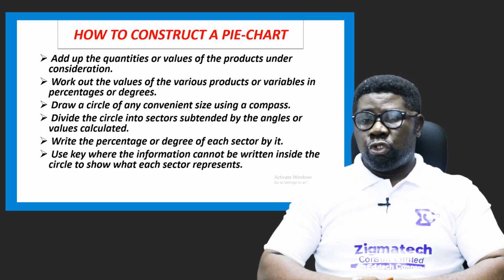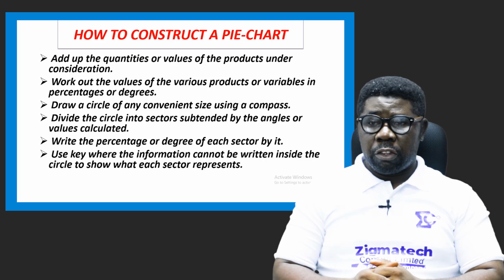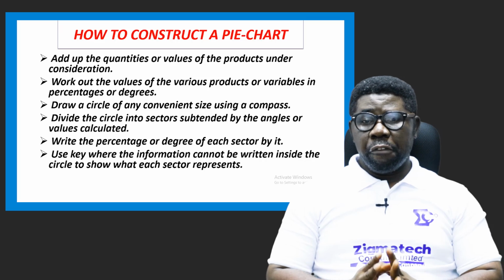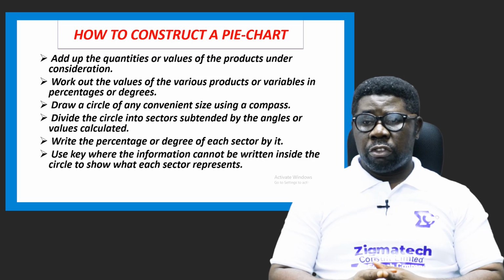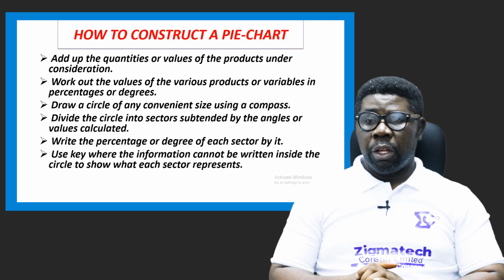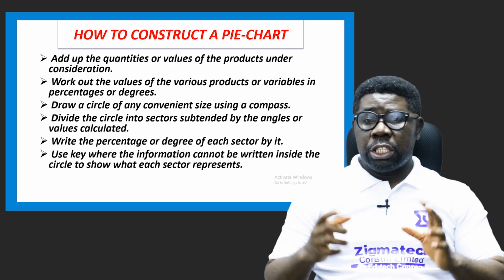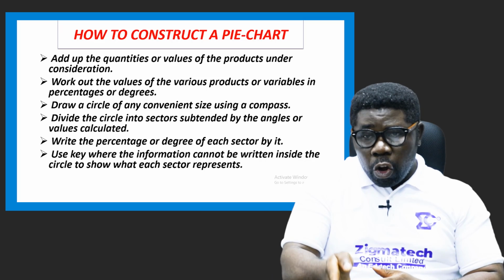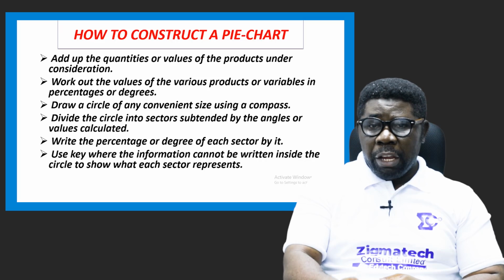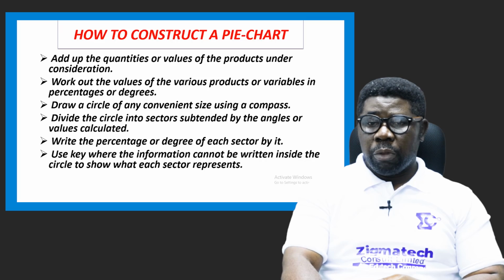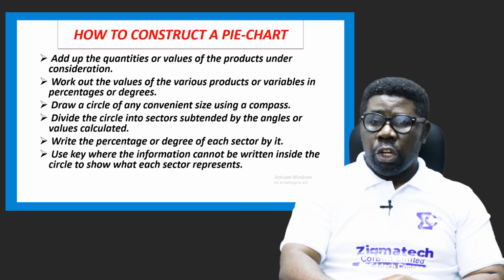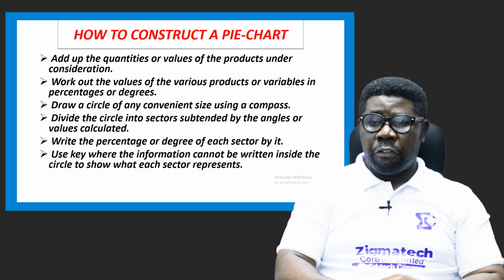Now, number 3 is draw a circle of any convenient size of your choice using what? A compass. Okay, then divide the circle into sectors subtended by angles or values calculated in your calculation in degrees. Now you have to construct each sector or section in accordance to the degree you have derived in your calculation based on the variable in question, all right? So for each variable in the total, you calculate the degree from the circle to represent it in the circle that you already have drawn, okay?